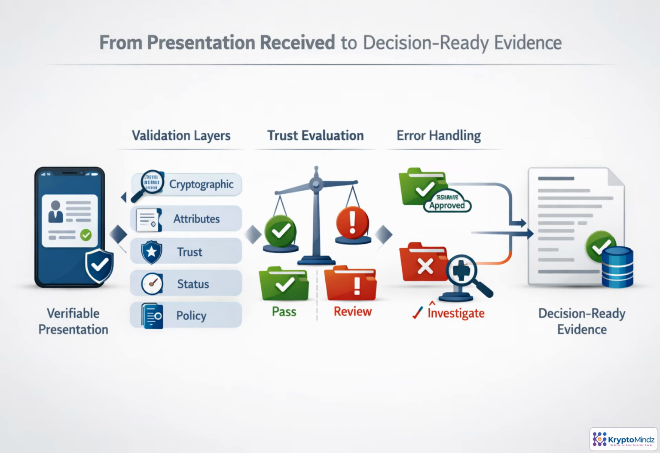A verifiable presentation is just raw input. To make it decision-ready, we run it through layered checks. First, we validate the cryptography, schema, and attribute formats. Then we evaluate issuer trust, revocation, and status. And finally, our own KYC policies. Each step can pass, trigger a manual review, or block use of the data. And at every step, we log the outcome, so later we can explain, troubleshoot, and defend each onboarding decision.